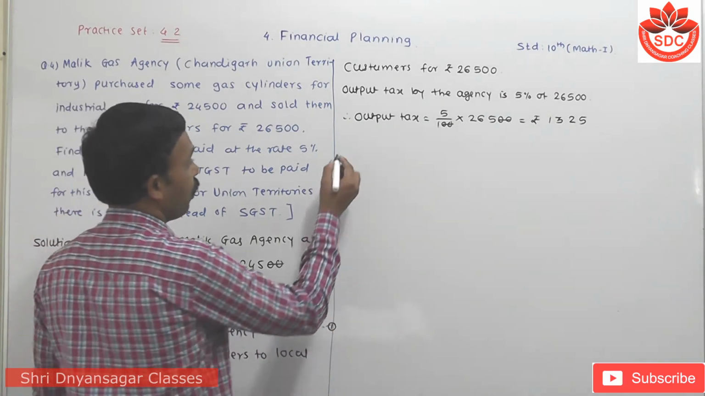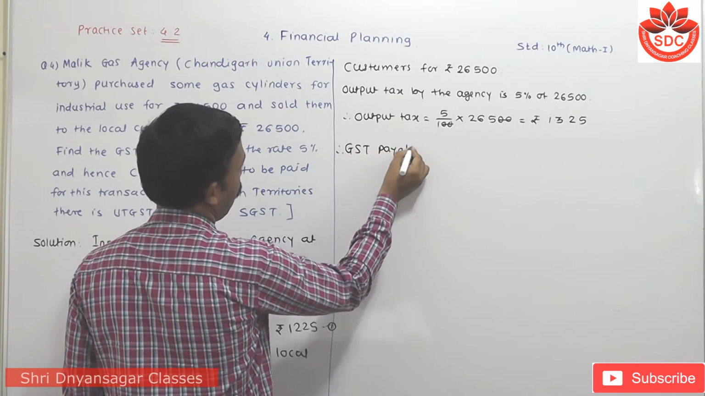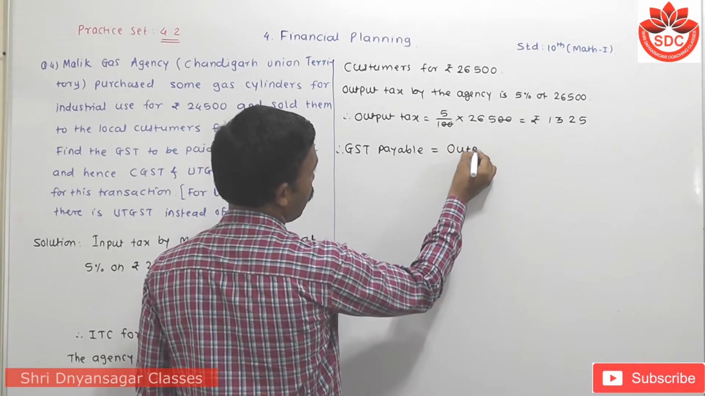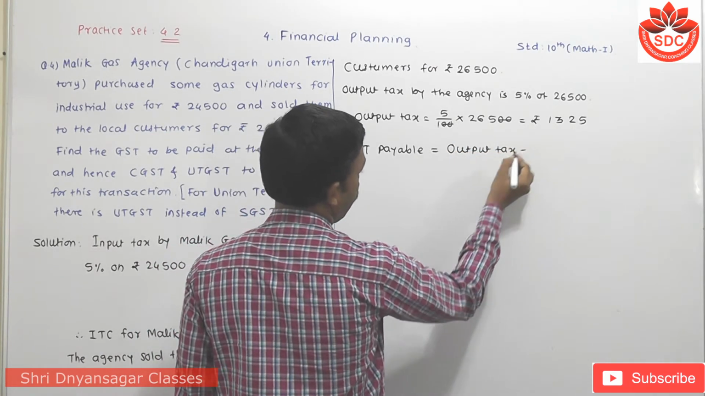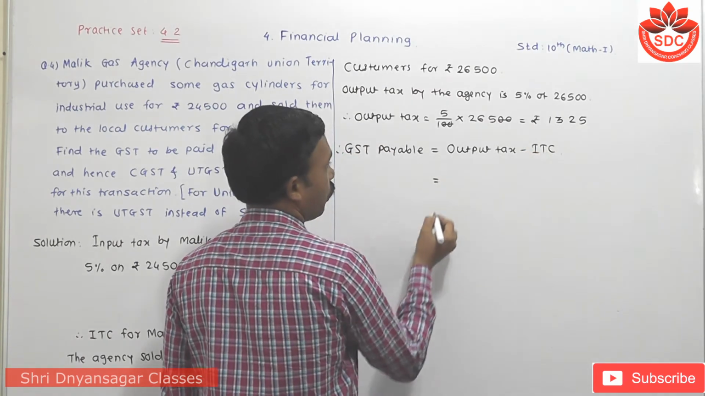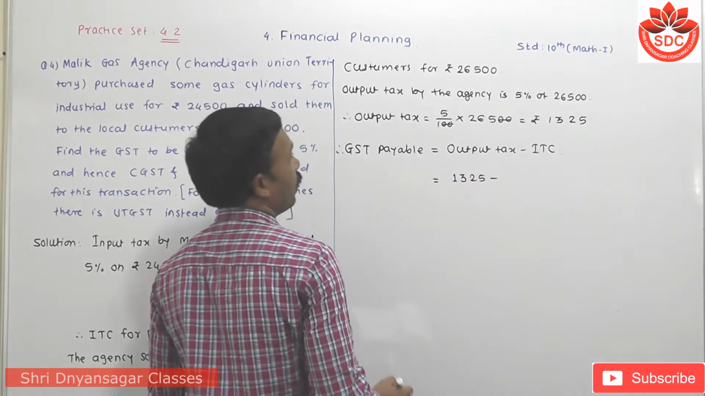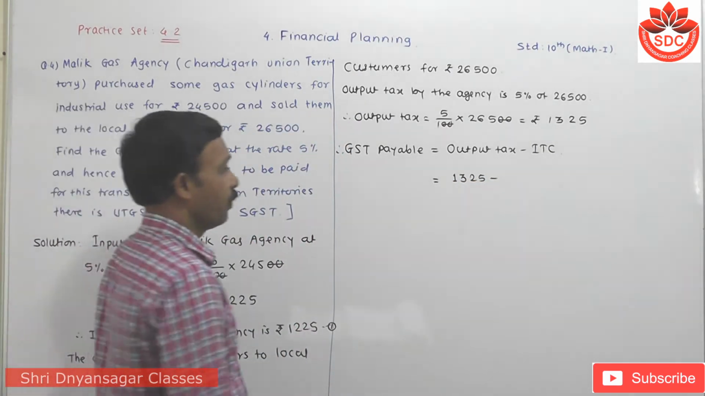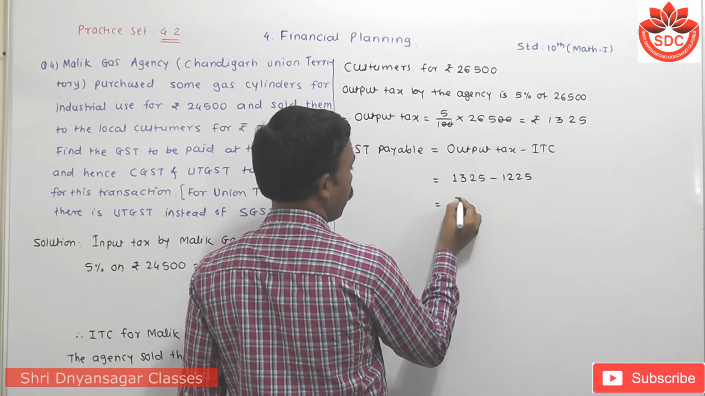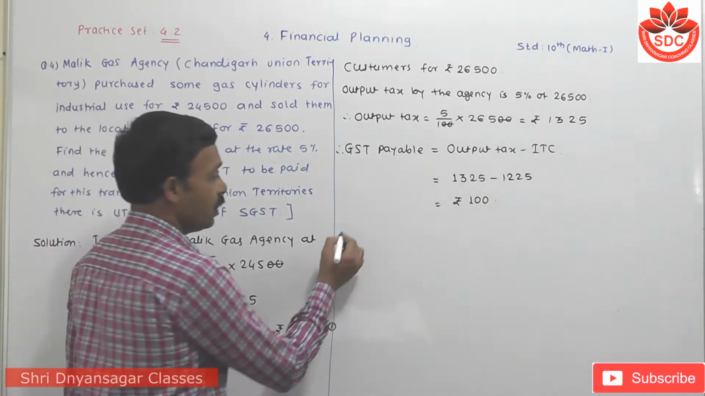Therefore, GST you have to find here. GST payable is equal to output tax minus ITC, that is the input tax. Output tax is 1,325 minus the first one, 1,225, then this amount is 100. This is the GST.